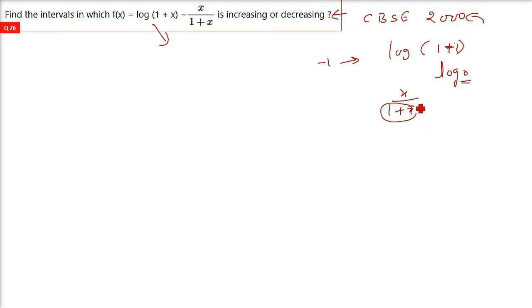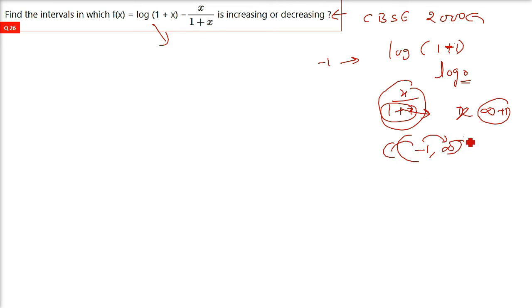How about x by 1 plus x? 1 plus x cannot be 0. 1 plus x cannot be 0. That means x cannot be minus 1 because you are adding 1 to x only. 1 plus x equal to infinity means what? x equals infinity minus 1. If you subtract anything from infinity, it will be infinity only. If you add anything to infinity, it will be infinity only. So you have log 1 plus x, it is saying x is greater than negative 1. x by 1 plus x is saying it has to be between negative 1 to infinity.